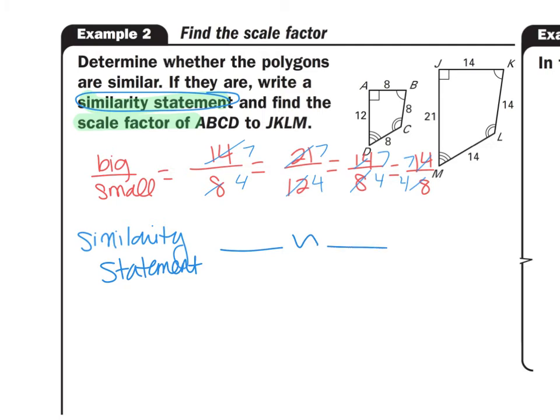I didn't color code it this time. I probably should have, but we're just going to move on. So A on the small figure, I'll do small to big, is similar to which angle on the big one? Or that would be J. B goes with which one on the big one? That would be K. And then C would go with L, and D would go with M.